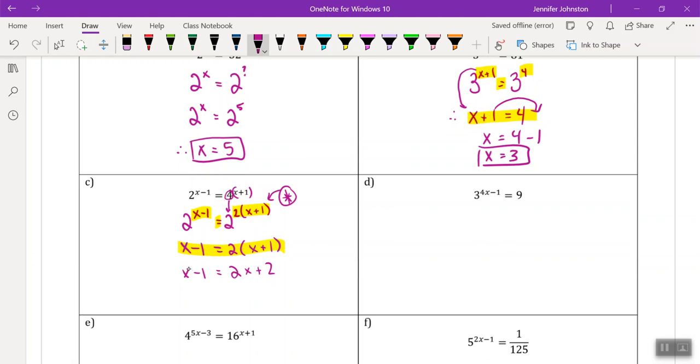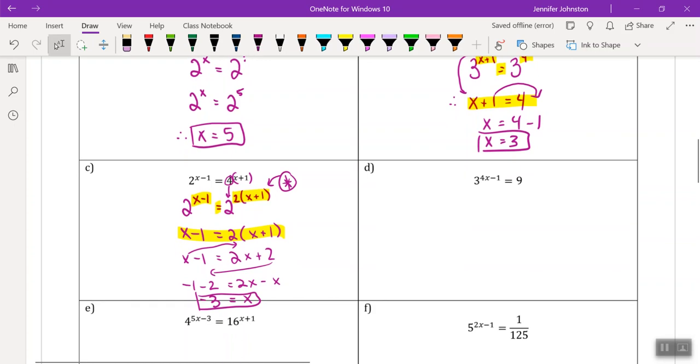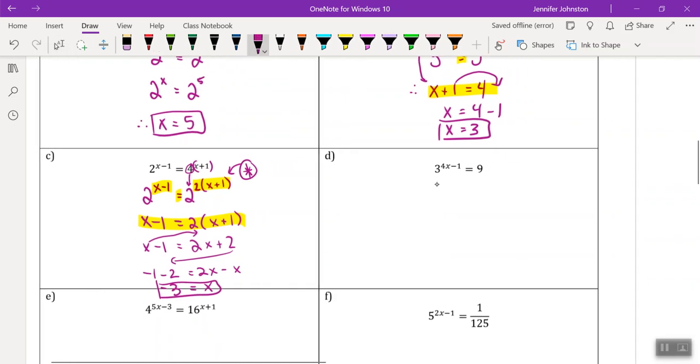Okay, let's move everything around. I'm going to move x's over here, numbers over here. So we've got negative 1 minus 2 is equal to 2x minus x. So we get negative 3 is equal to x. Awesome, that's it. All right, let's go ahead and try this one.